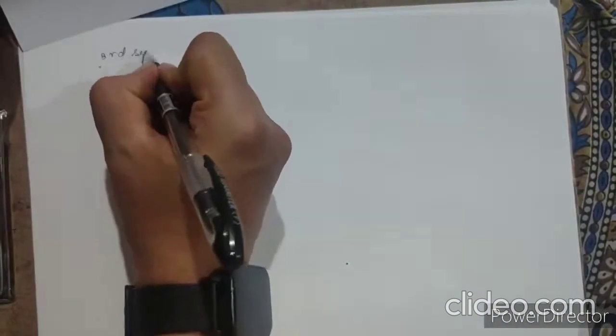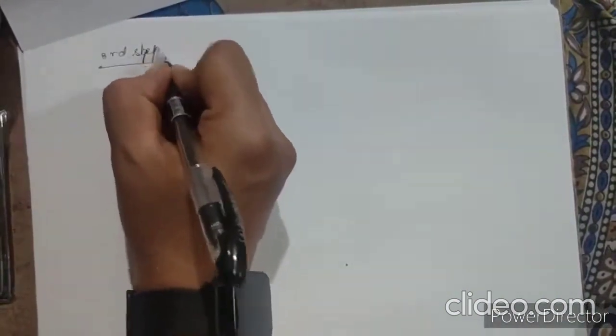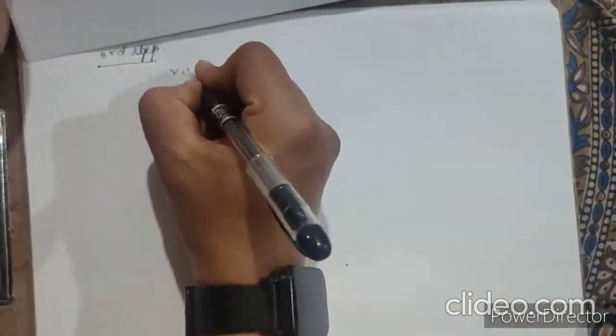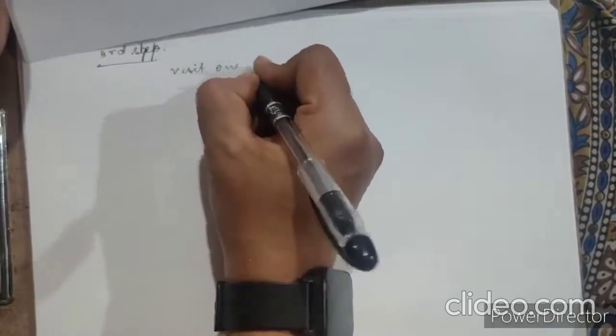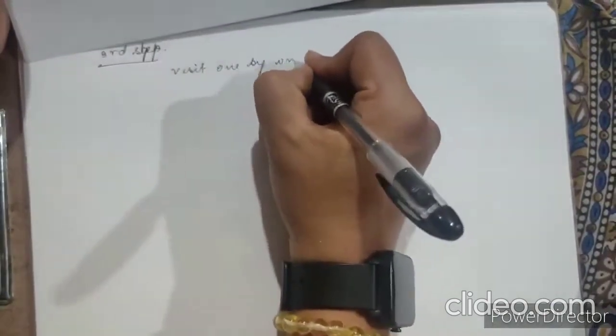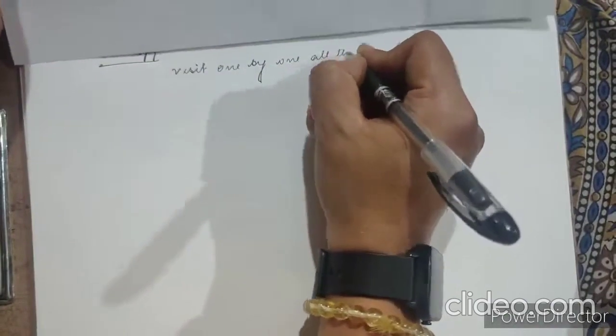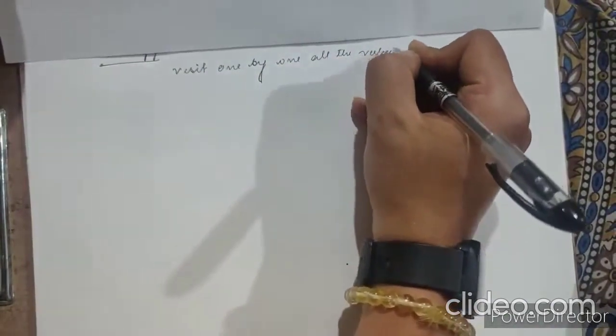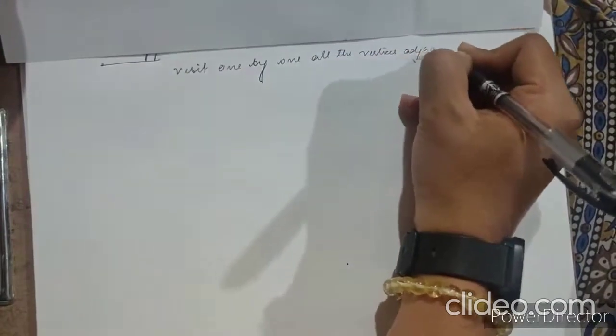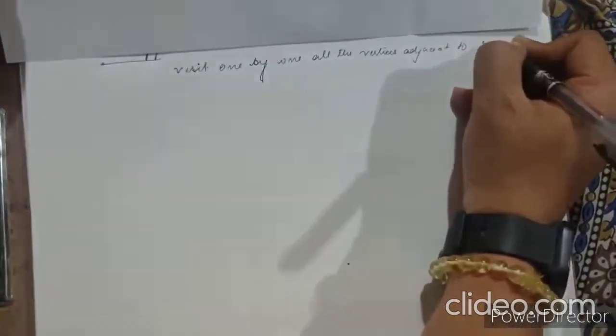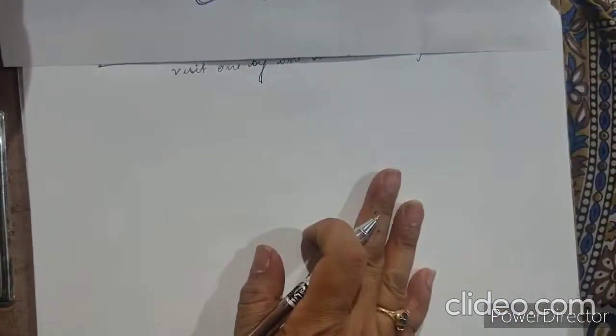The next step is, what is the next step? Third step. So third step, what we have to do? Visit one by one the vertices adjacent to 2, 5, 6 and 7.